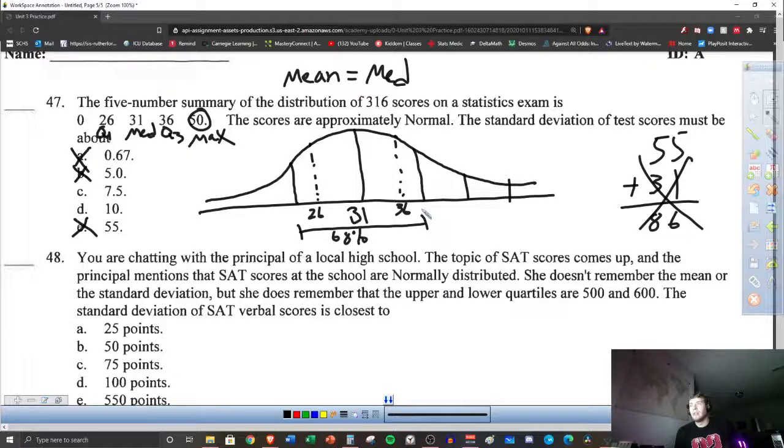Now, what about 10? Well, if we go up by 10, we get 41, 51, and we're already exceeding the max within 2 deviations. This is now 61 at 3 deviations, so it seems very unlikely that that's going to be correct. That leaves us with 7.5. If I go up by 7.5, I get 38.5, 46. I believe I'm doing that math right. Yeah, that's right, 46, and then go up by another 7.5. You're at 50, 53.5. Now this does exceed the max, but it's not as extreme as the 10. This one would be the best answer. Okay.